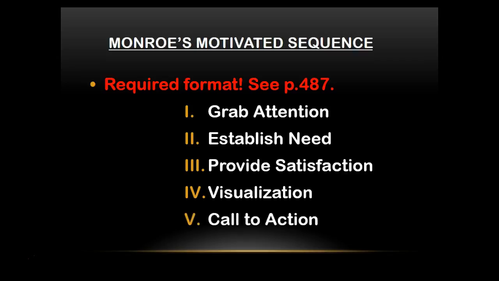The last step of the Monroe's motivated sequence is something that will happen at the end, or at least as part of your conclusion, and it is the call to action. The call to action is very much what it sounds like. This is when you tell your audience exactly what they can go do individually themselves to go make that visualization occur. This is when, most times, you look your audience in the eye, you point at them, and you tell them, again, individually what they can do.